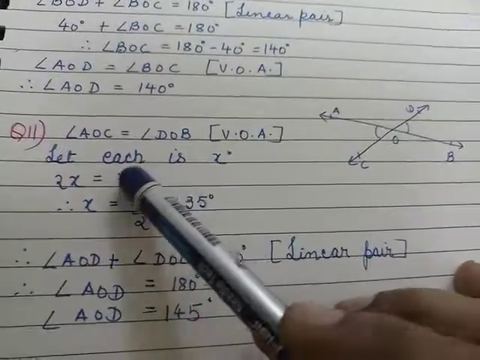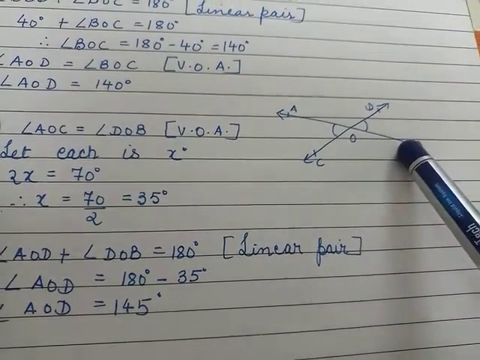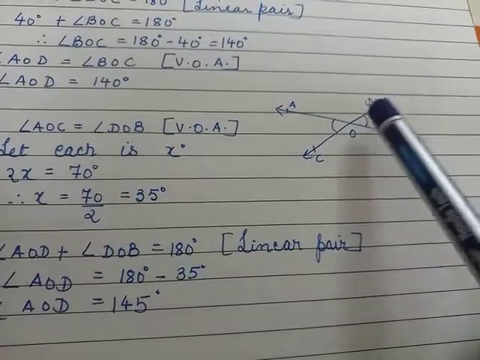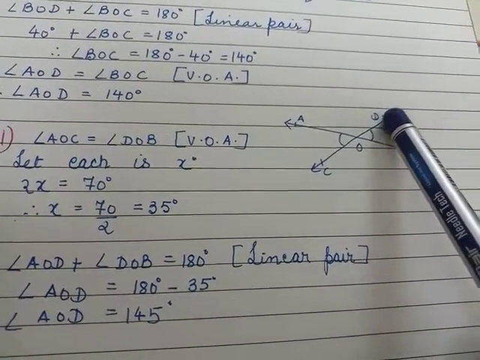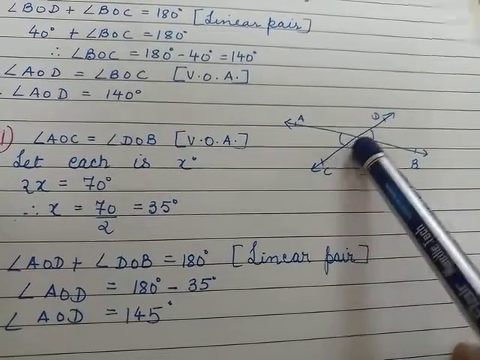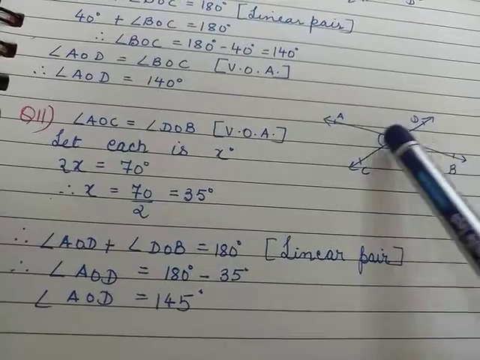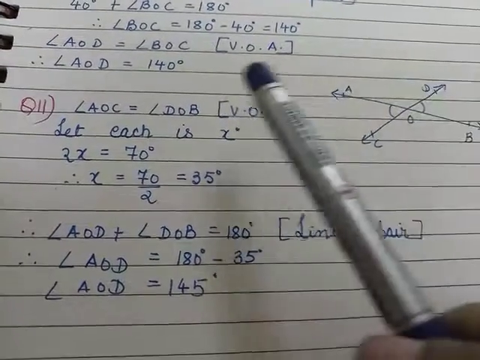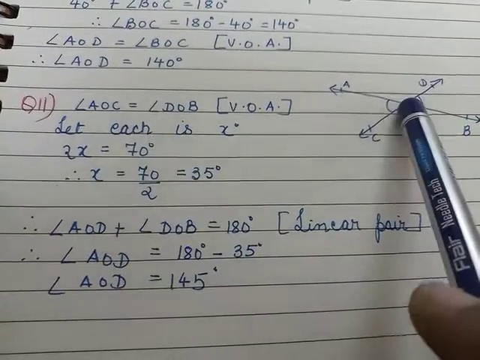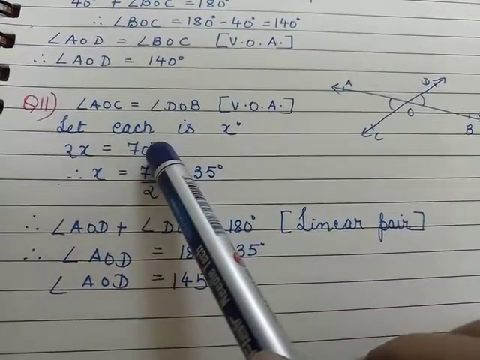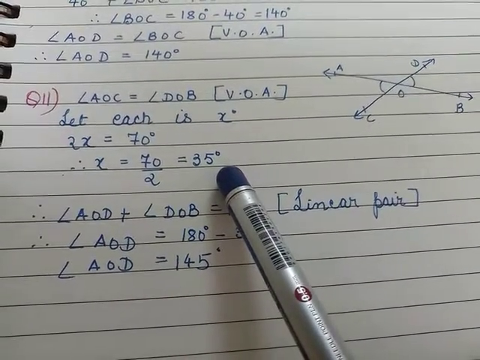Now boys, I discuss question number 11 with you. See, these are two intersecting lines and the sum of vertically opposite angles is given, that is angle DOB and angle AOC. So we know very well that vertically opposite angles are equal. So we write, let each angle measure x. So x plus x, that is 2x, the sum is 70 degrees. So we get the value of x as 35 degrees.